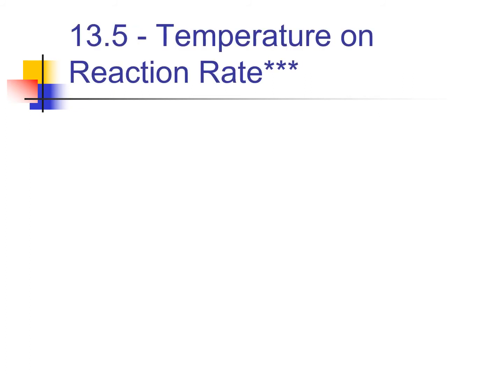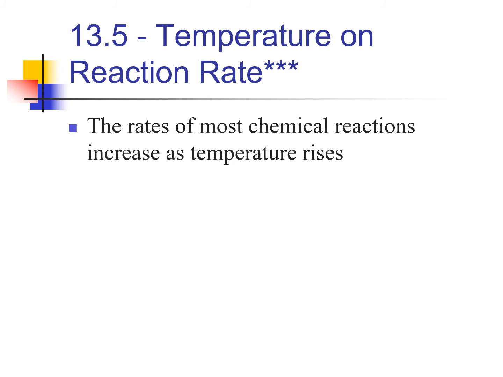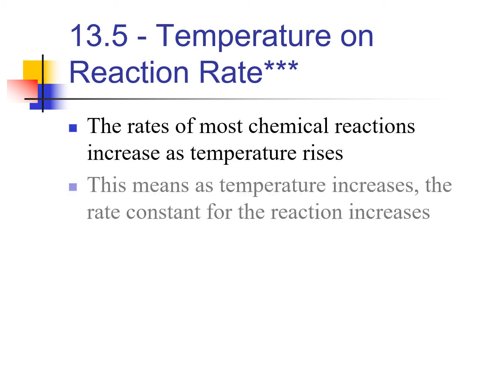So we learned in the introduction that there is this relationship between temperature and reaction rate, where generally higher temperature means faster reaction rate. But what this section is all about is the explanation of why, and a little bit of a deeper dive into that. So again, we know rates of most reactions go up as temperature goes up. What this means is as temperature increases, the rate constant generally increases. Because if you remember the rate law, rate equals k times whatever. This is affecting the k.